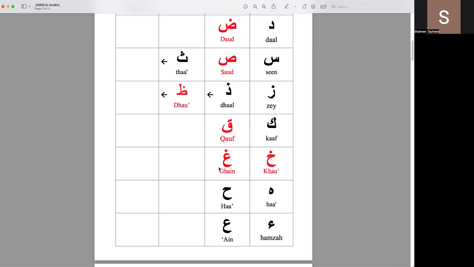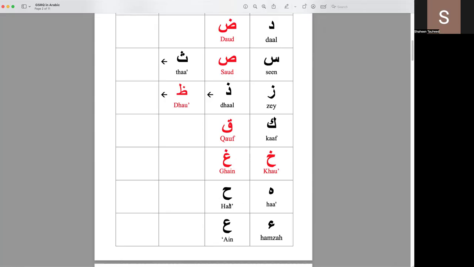Now, Kha and Ghain, they are both from the top of our throat. So there is some confusion there, but the difference between the two is that for the Kha, you have to have some air pushing through the throat, and it makes a scratchy sound. Kha. Whereas the Ghain, don't let the air pass through. You hold the air in as if you are gargling. So Kha, Ghain, Kha, Ghain, Kha, Ghain.